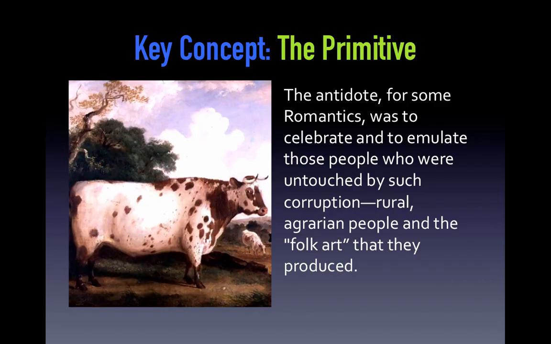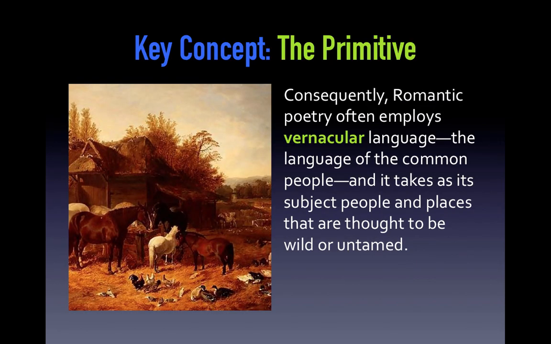The antidote for some romantics was to celebrate and to emulate those people who were untouched by such corruption, rural, agrarian people, and the folk art that they produced. Consequently, Romantic poetry often employs vernacular language, the language of the common people, and it takes as its subject people and places that are thought to be wild or untamed.